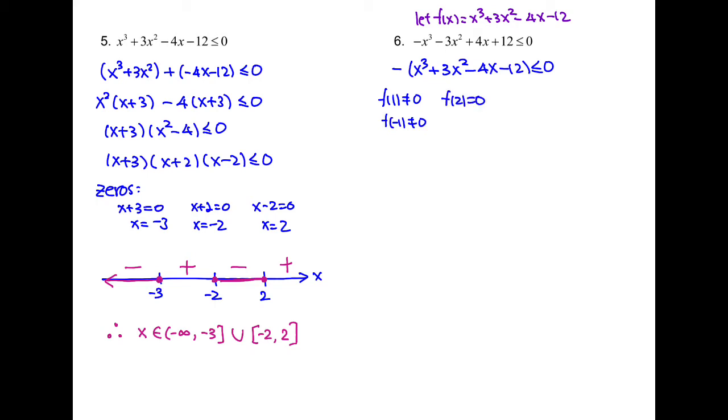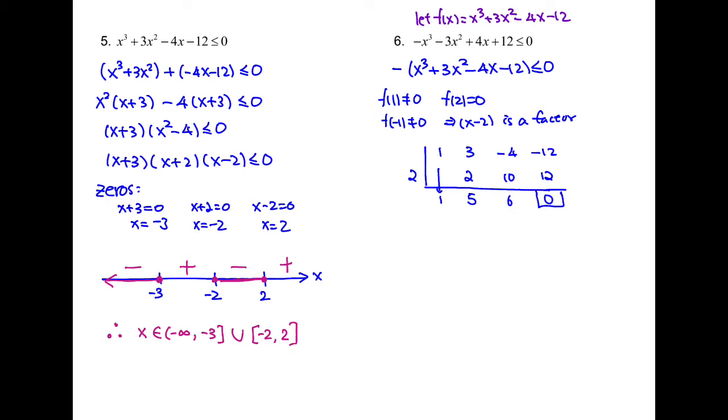Then we try f at 2, which is 0. That means x minus 2 is a factor. After we find the factor, we use synthetic division to find the quotient. Then we can rewrite the inequality as negative (x minus 2) times the quotient x squared plus 5x plus 6, less than or equal to 0.